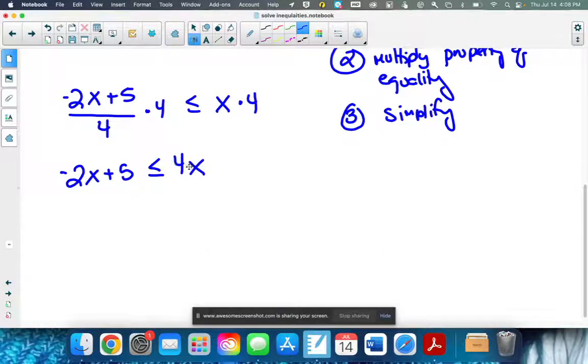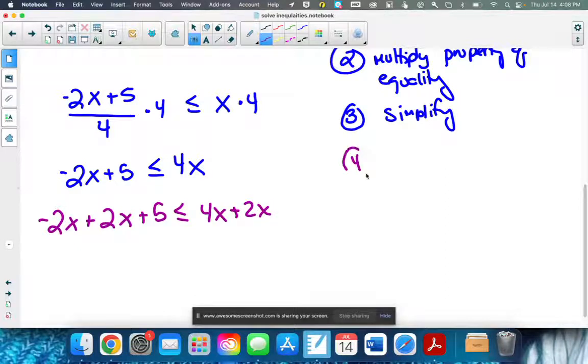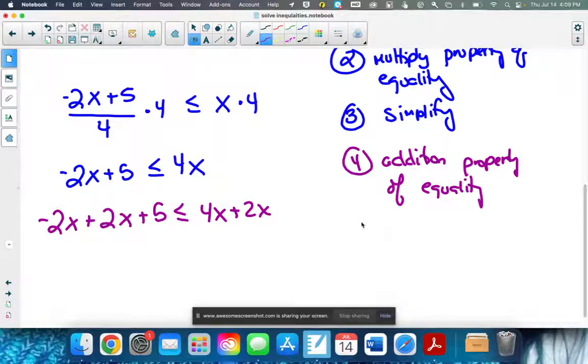Okay, so remember how we talked about I don't like dealing with negative x's if I can help it, right? So I'm always going to move the smaller of the two numbers. That means I'm actually going to add 2x to both sides. Why? Because that is a negative, right? There is an actual sign in front of it. So I need to add 2x to both sides. All right, let's go ahead and write my property. I'm going to use the addition property of equality, and that means I am going to combine like terms.